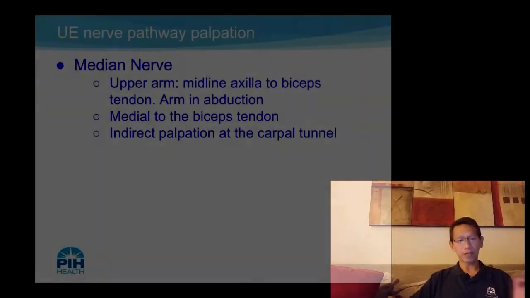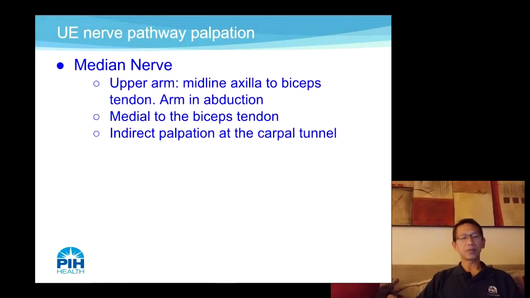Now, the three areas that we end up testing are the median nerve, the radial nerve, and the ulnar nerve. And we're going to test that all the way from the brachial plexus. On the handouts, you're going to see the areas where you're going to end up palpating the most. So real quick, we can go through all this.